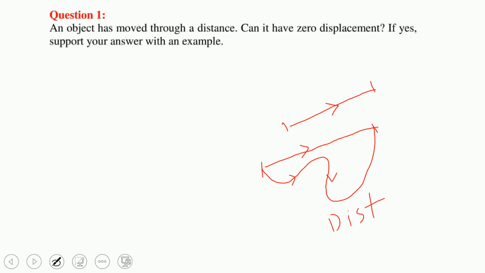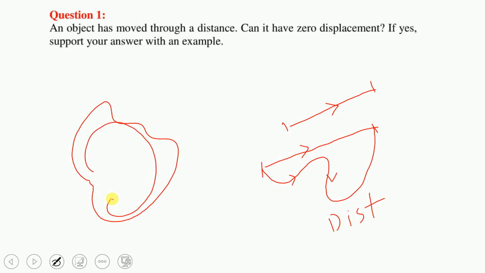Now suppose we start here and we are reaching back here. What is the distance here? This much distance is traveled, correct? What is the displacement here? Any displacement? No, zero displacement, because wherever it started from, it is there only. So we can see that even if some distance is traveled, displacement can be zero.